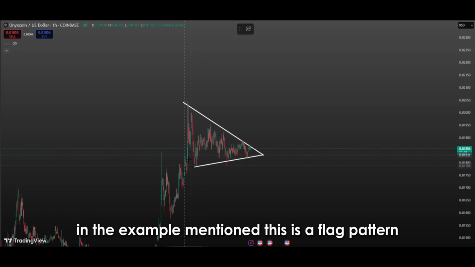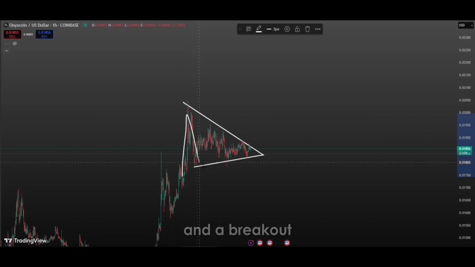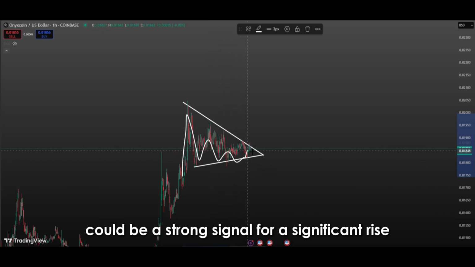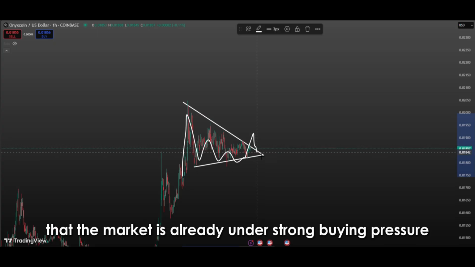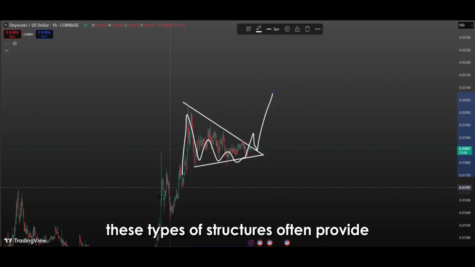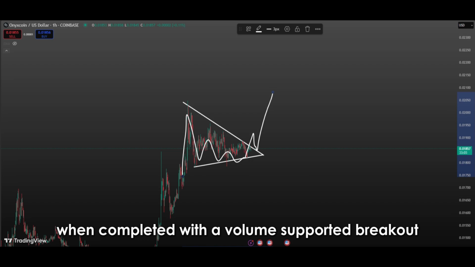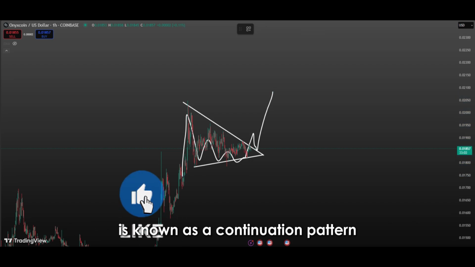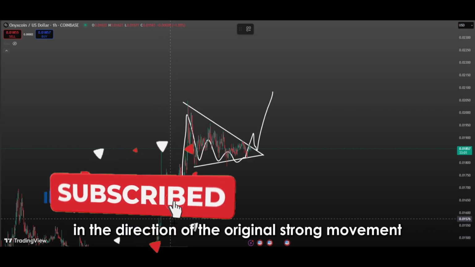In the example mentioned, this is a flag pattern that developed following an upward move, and a breakout above the upper boundary of the formation could be a strong signal for a significant rise. A bullish breakout within a flag pattern indicates that the market is already under strong buying pressure. These types of structures often provide important signals to investors when completed with a volume-supported breakout. This is because the pattern itself is known as a continuation pattern. In other words, the price tends to continue in the direction of the original strong movement.